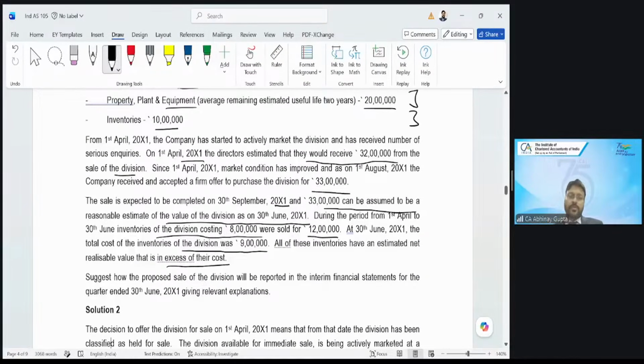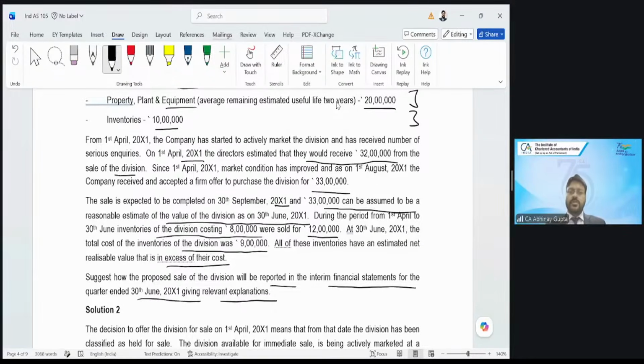Suggest how the proposed sale of the division will be reported in the interim financial statements for the quarter ended 30th June 2001, giving the relevant explanations. So the ask from the question is how we are going to report this sale in the 30th June 2001 quarterly results.